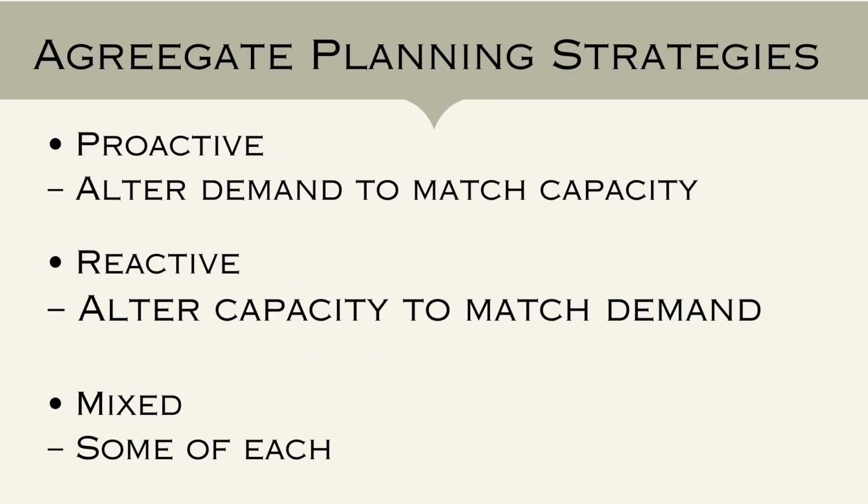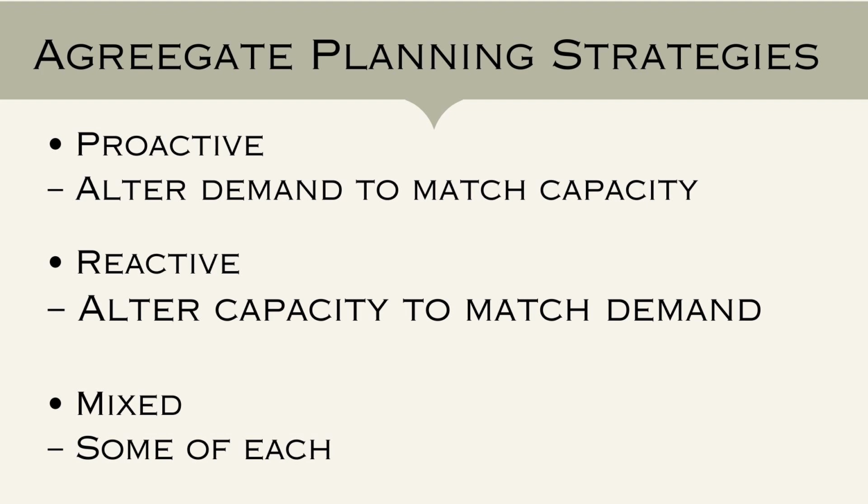The next is aggregate planning strategies. We have three planning strategies, which are the proactive, reactive, and the mix. Proactive is to alter demand to match capacity. So, proactive strategy focuses on changing customers' demand to match production capacity.